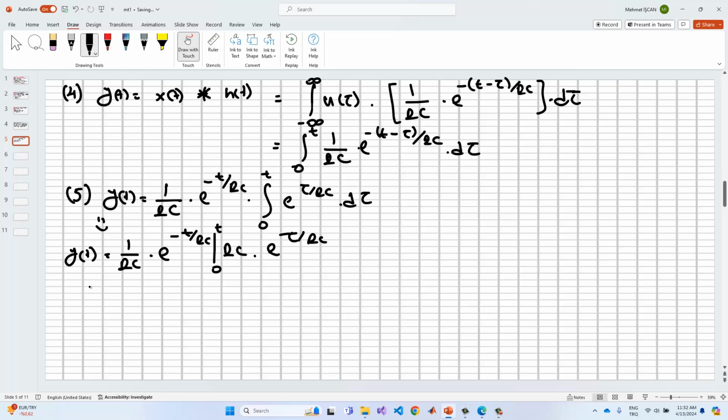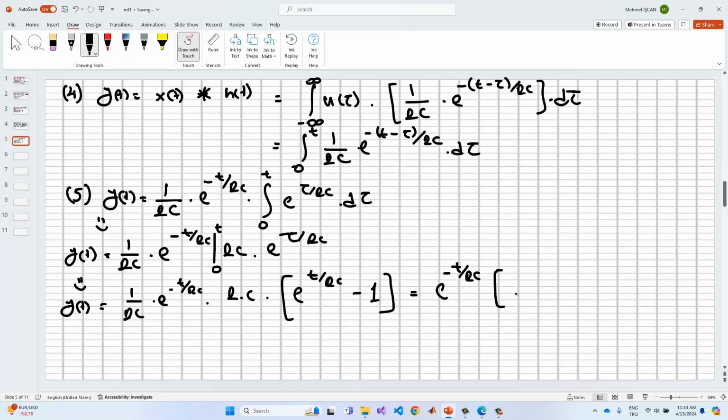Okay, and then yt is calculated as 1/RC times e^(-t/RC) times RC. This is the constant term, and we have the parenthesis term, the t/RC is the first term, minus 1 because we have the 0 value exponential over 0, which is equal to 1. Okay, and this is also equal to e^(-t/RC), because this RC removes the whole terms in here, just like this one, and also we have the t/RC minus 1.